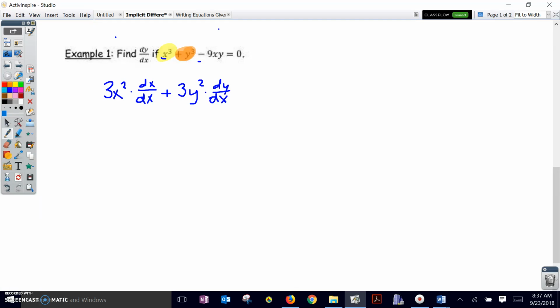And now on this next term, minus 9xy, we've got a constant multiple, and we've got two things that are being multiplied together that we're going to need to use the product rule on. We've got minus 9, the constant multiple, so we're going to take that times the derivative of x times y. The derivative of x times y is x times the derivative of y plus y times the derivative of x. And all that is equal to the derivative of 0.